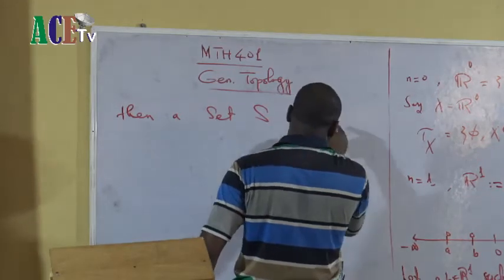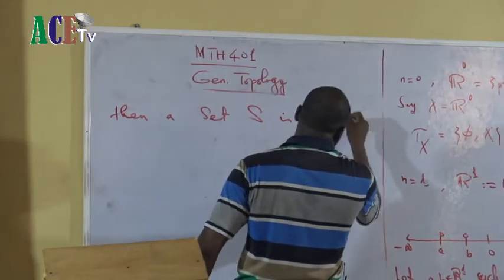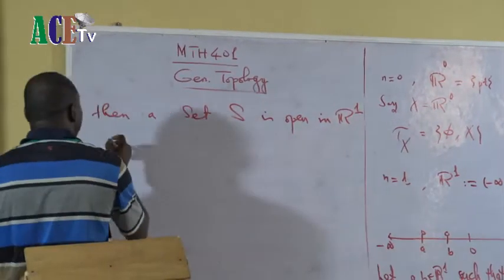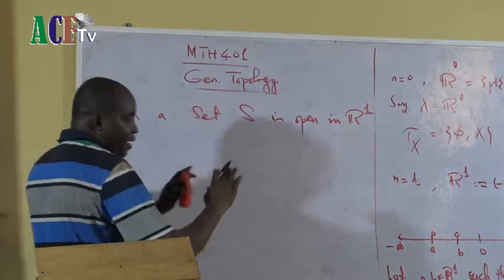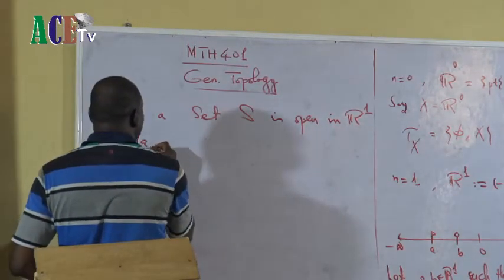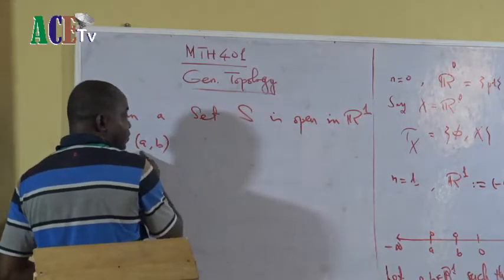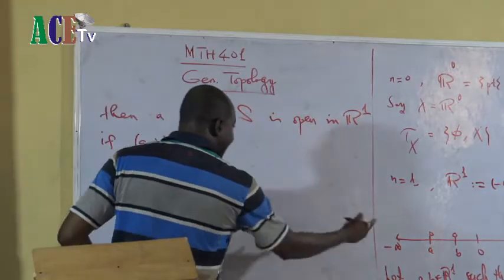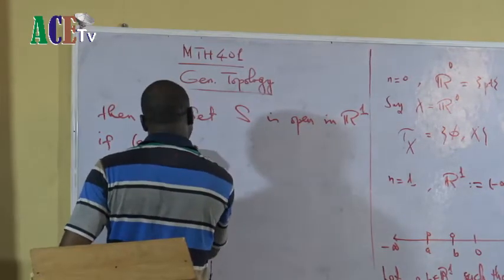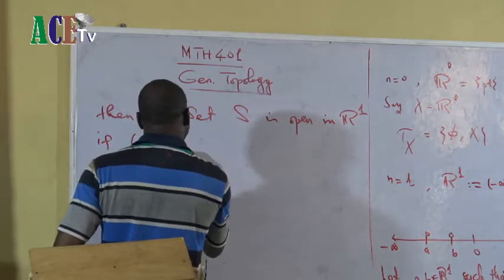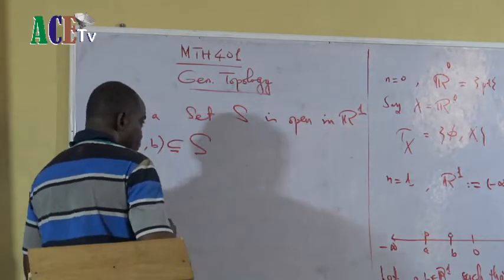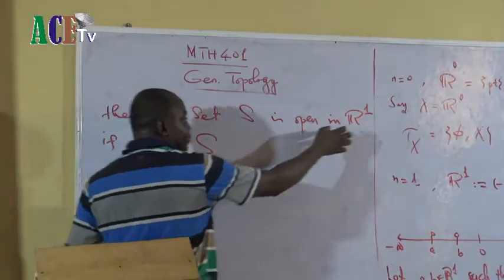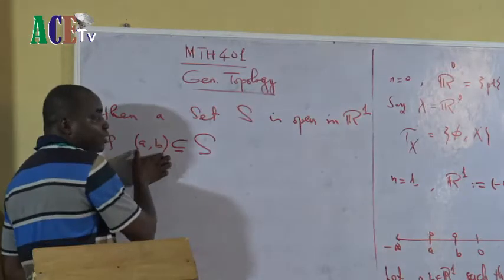That is, an open set is open in R1 if you can create an open interval that is bounded by A and B, okay, this is an open interval, that is contained inside S. Then all open sets in the real line are defined as open intervals.